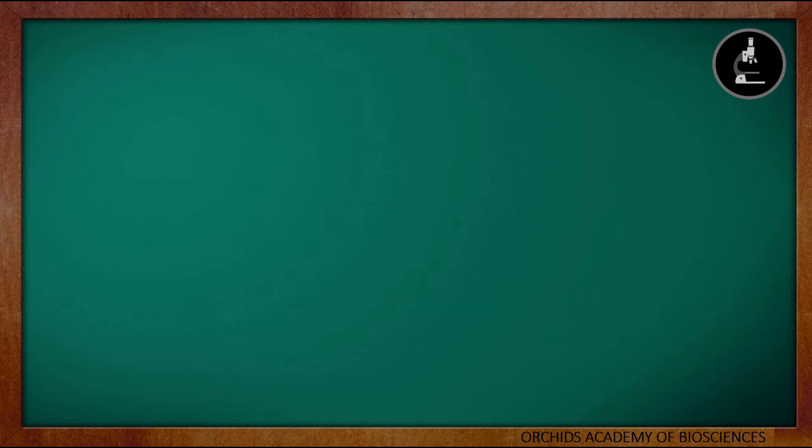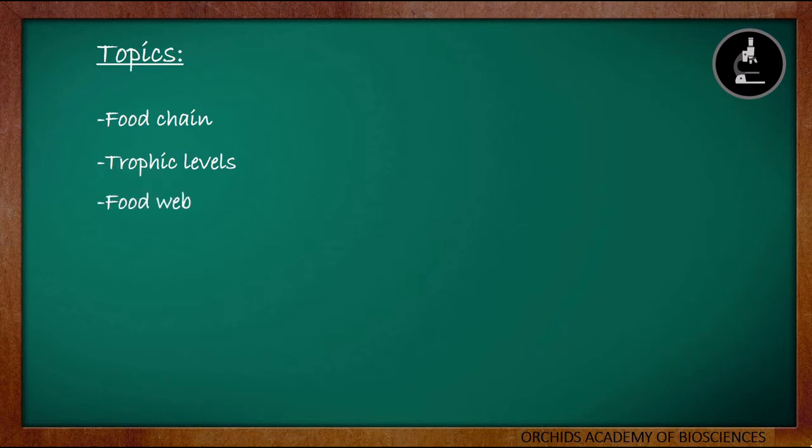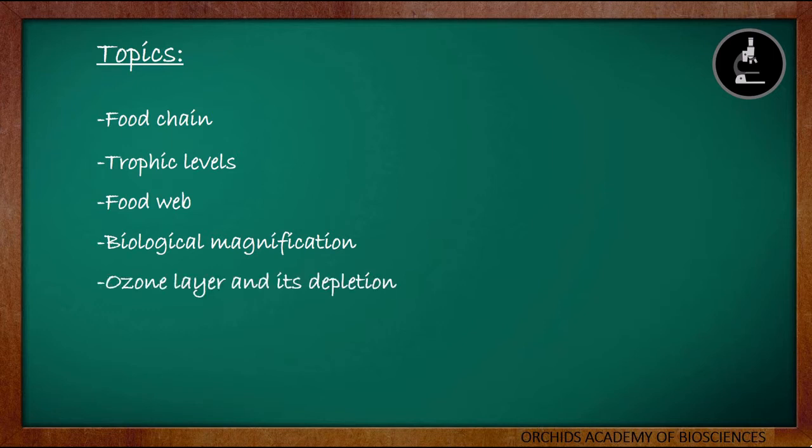In this video, we are going to discuss the following topics. We will start with the concept of food chain, then discuss about its various trophic levels. After that, we will discuss about the food web. Then we will also discuss what is biological magnification or biomagnification. Then we will discuss how our activities affect the environment, in which we will discuss the ozone layer and its depletion. And finally, some methods to manage the garbage we produce. So let's begin with the food chain.